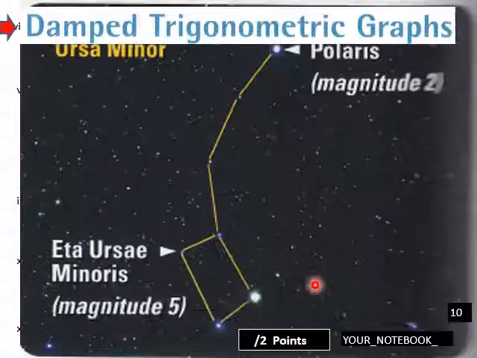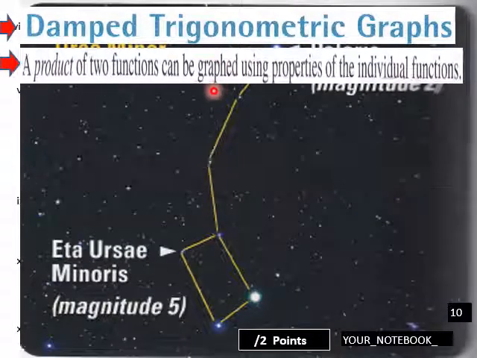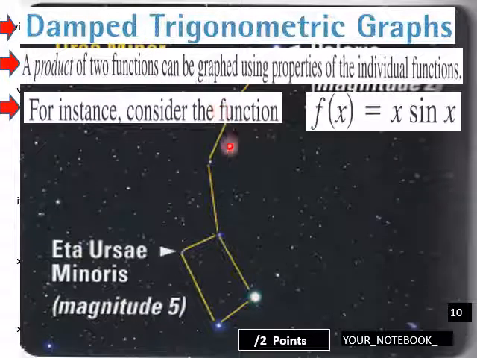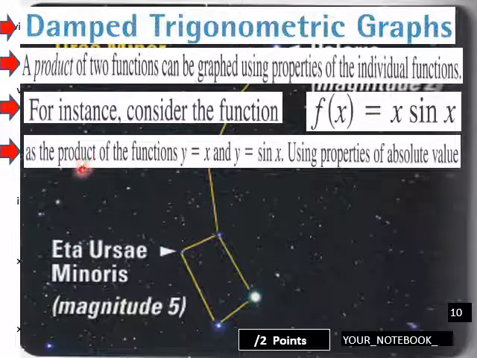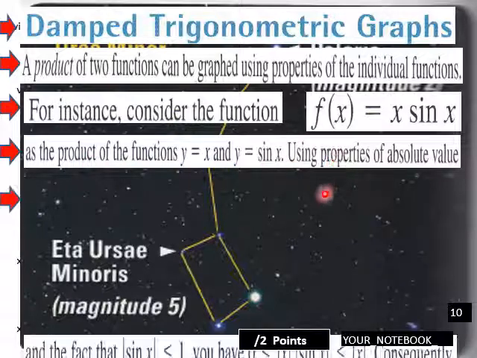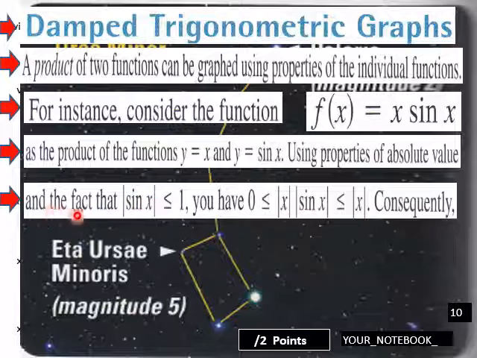Okay, on to our notebook. Damped trigonometric graphs. The product of two functions can be graphed using properties of the individual functions. For instance, consider the function f of x equals x sine x as a product of the functions y equals x and y equals sine x, using properties of absolute value and the fact that the absolute value of sine x is less than or equal to 1.